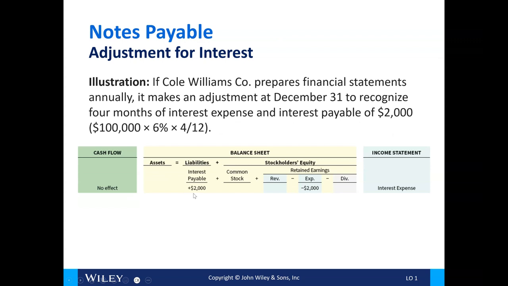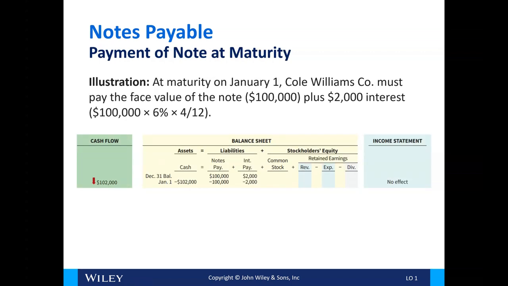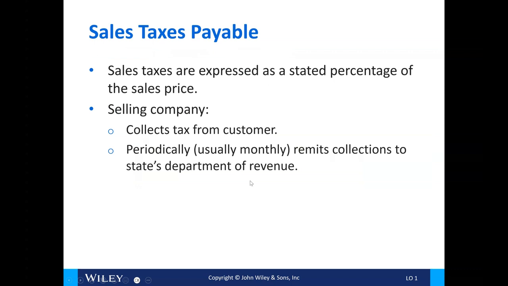So here is the interest that we're going to pay. Again, 100,000 times 0.06 times 4/12, or 1/3, really. So we're going to pay the $100,000 back plus the interest. And so we're going to pay cash of 102,000. We have satisfied our liability, so we don't owe 100,000, and we've satisfied the interest amount. Sales taxes payable are just something that is due the government.